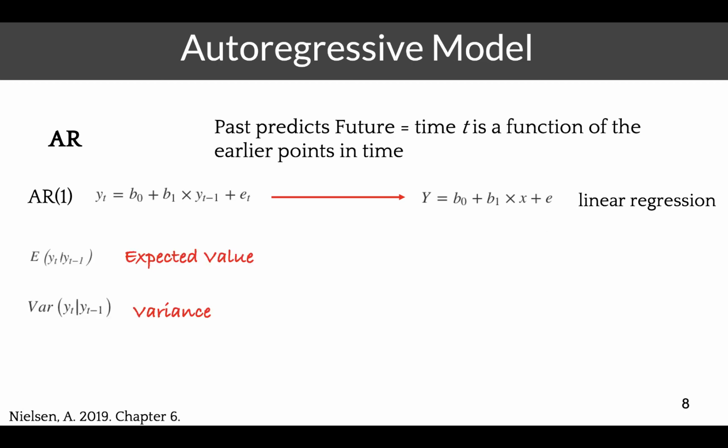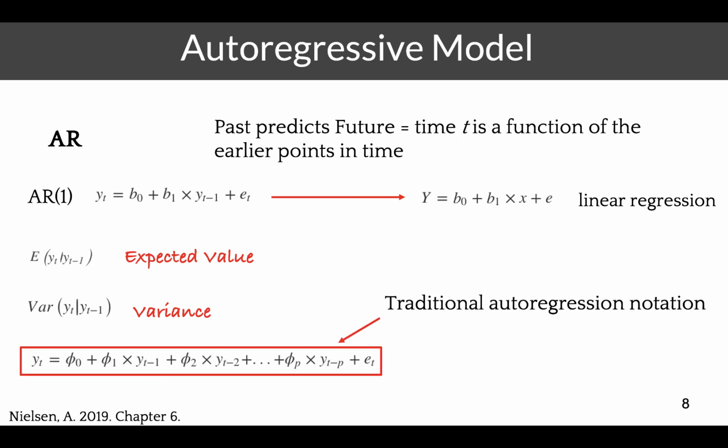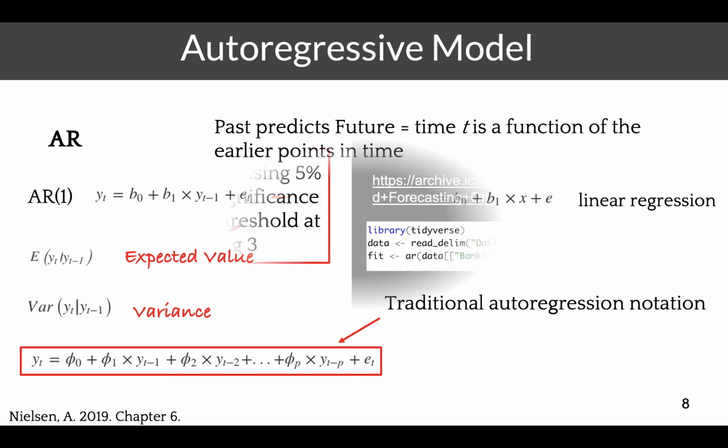So if we know the value of beta 0 and beta 1, we should be able to calculate both the expected value of y and its variance, given y t minus 1. There is a more traditional notation that we can use to denote the autoregression coefficient. So instead of using beta, we will be using phi to denote the autoregression coefficient.